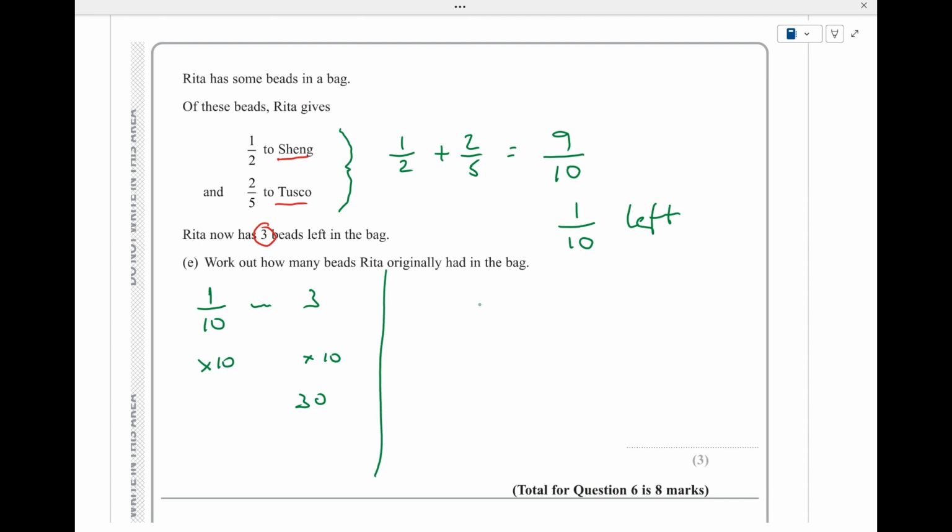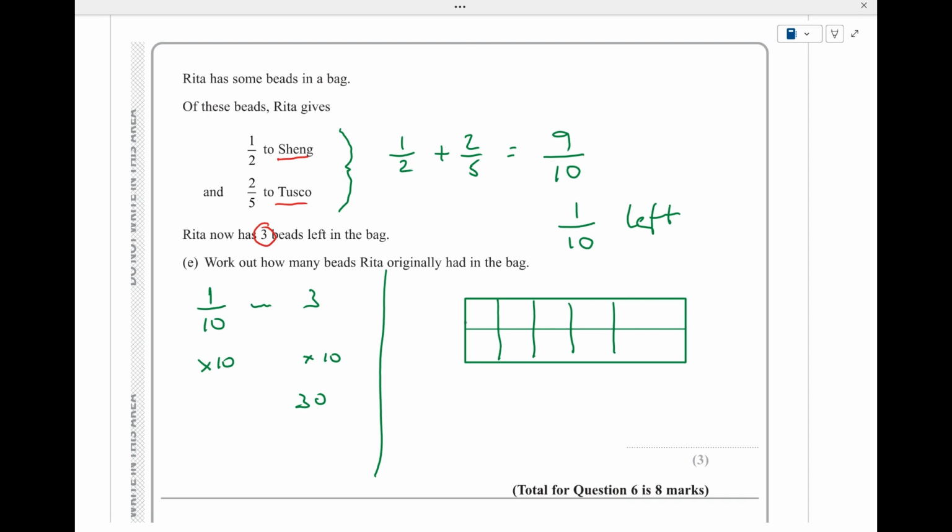Or you could, if you wanted to, draw her bag out and say, well, I'm dealing with halves and fifths, so I'll split all this into tenths. Something like that. Is that 10? Yes, more or less. They're not very even, are they?